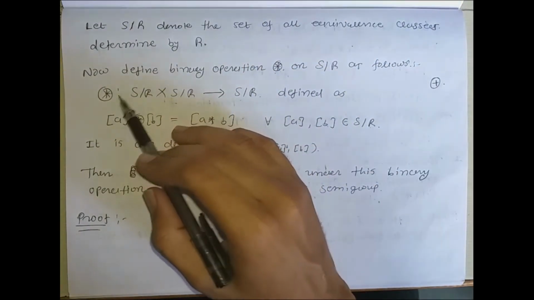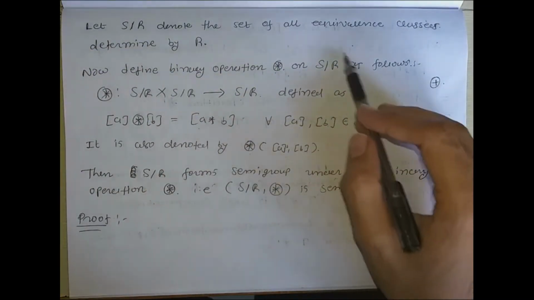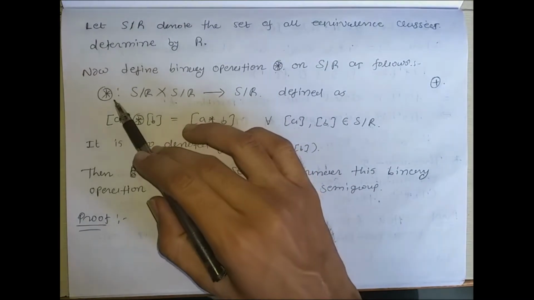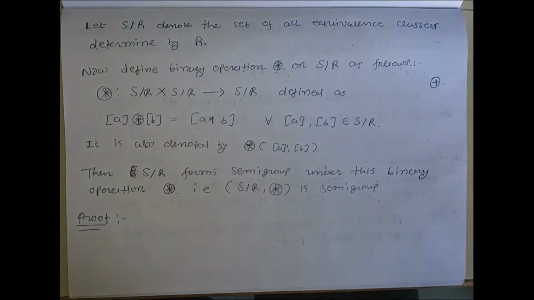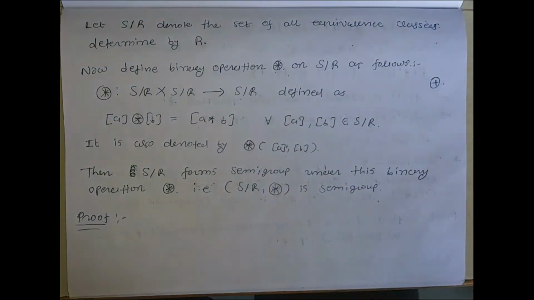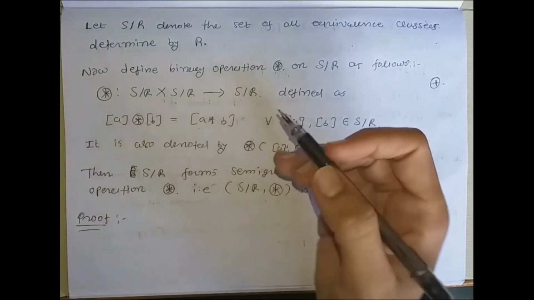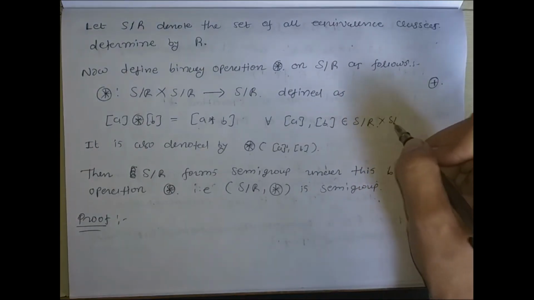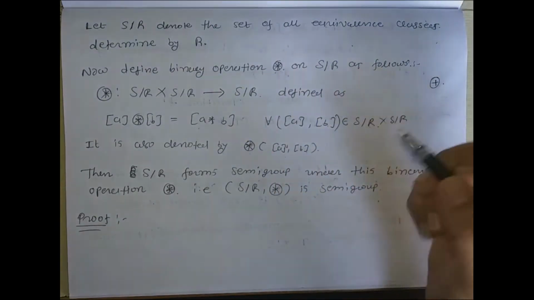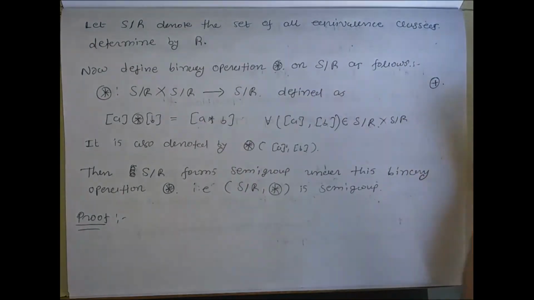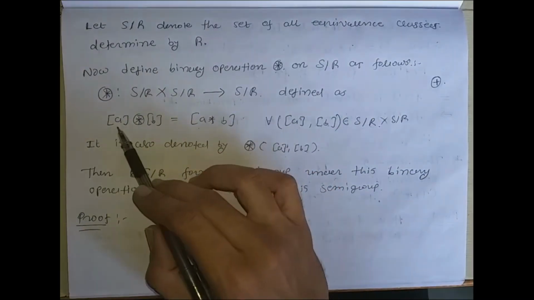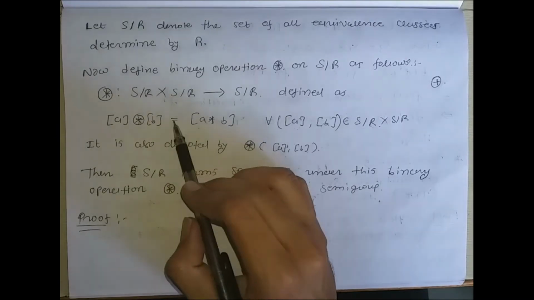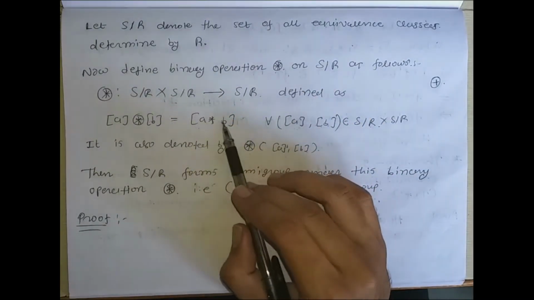Ring star is a map from S quotient R cross S quotient R to S quotient R. We consider the ordered pair of the equivalence class of a and the equivalence class of b from S quotient R cross S quotient R, and ring star is defined as: the equivalence class of a ring star the equivalence class of b is equal to the equivalence class of a star b.